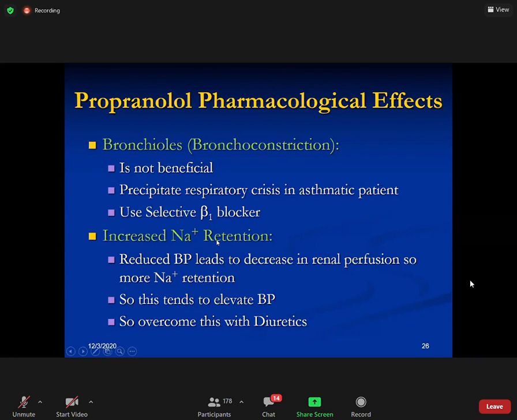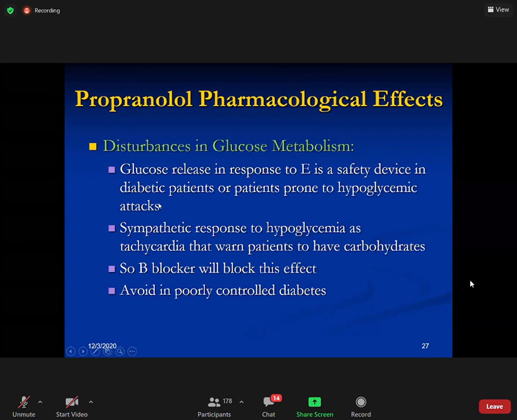Increased sodium retention: reduced blood pressure leads to a decrease in what? When you have decreased blood pressure, renal perfusion decreases, more sodium retention, and this tends to elevate blood pressure. You see, don't take each action by itself. You say now you're talking about elevating blood pressure. So I'm talking about the overall effect: will you elevate the blood pressure or decrease it? There is a decrease. So overcome this with diuretics if they have this sodium retention.